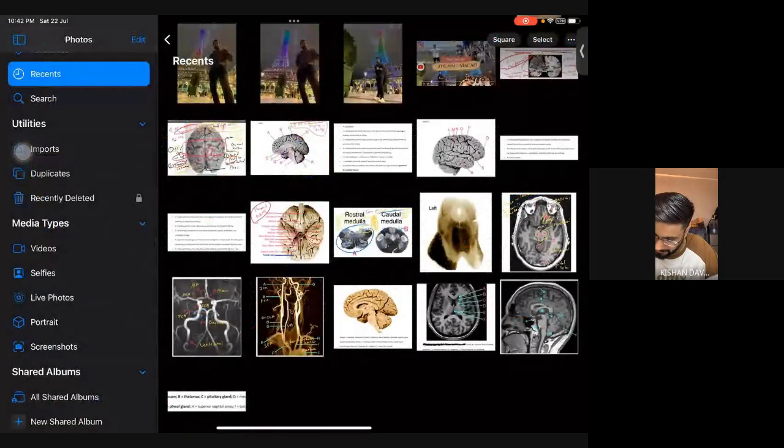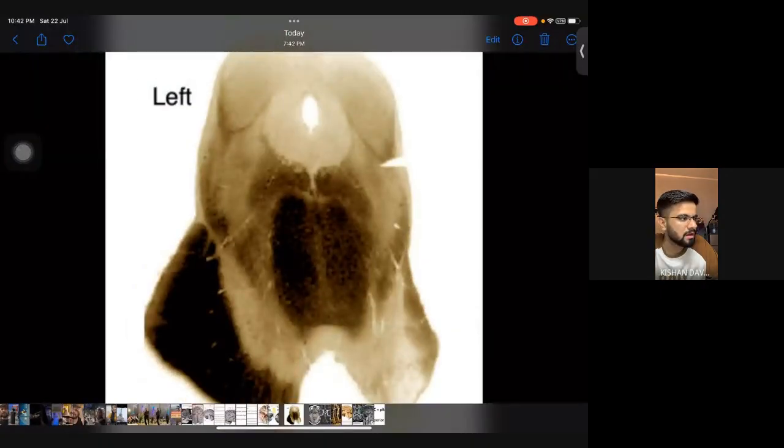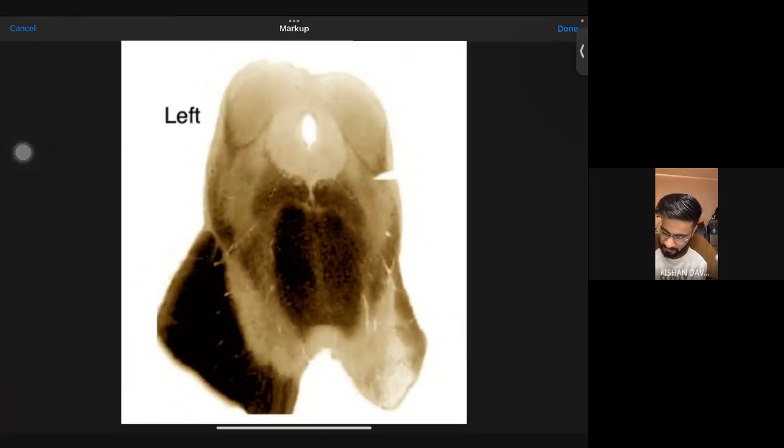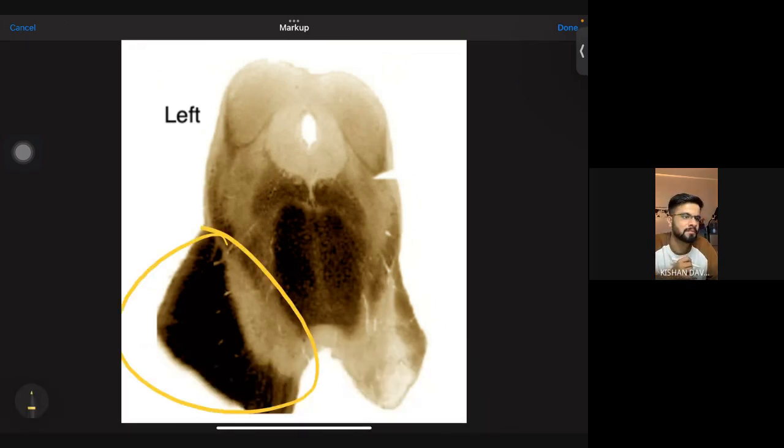Now another point I wanted to let you know is, if you get an image like this, see the problem is over here. This is the infarct. Now what is happening? This is a left side infarct. You won't know this, so I am writing it down for you.